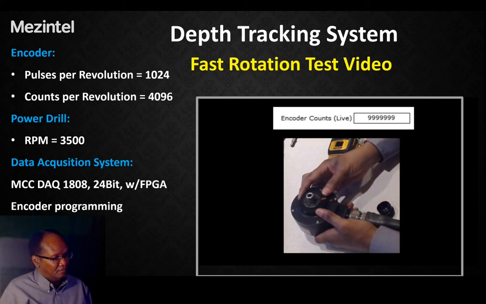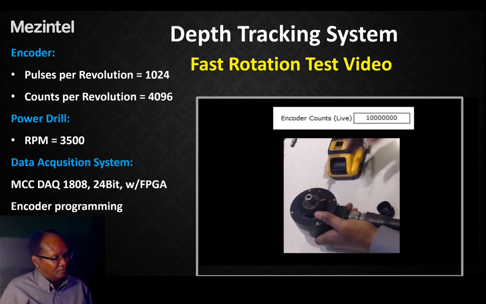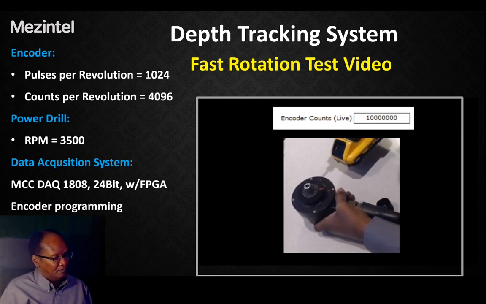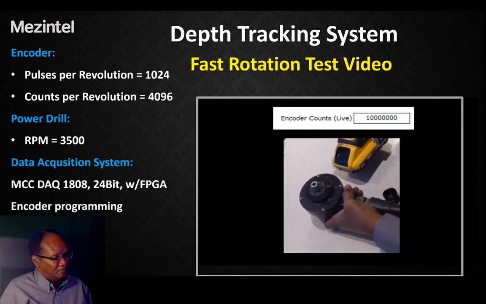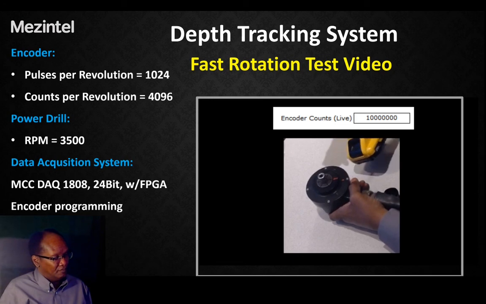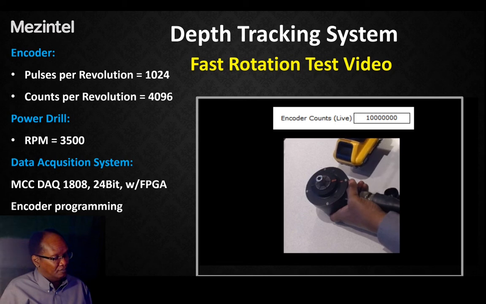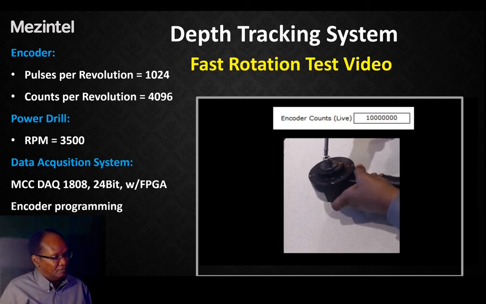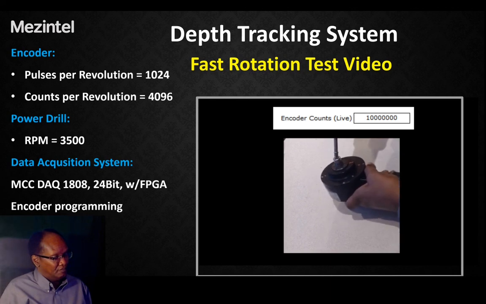Okay, so it's going to go one count forward to get there. There it is. Right, so right now I'm going to do the rotation test, and I'm using a power drill, and this particular power drill has a revolution per minute capacity of 3,500. This is at the fastest setting, which is setting number 3 that I've used here. And I'm going to drive the power drill with the socket wrench over here.